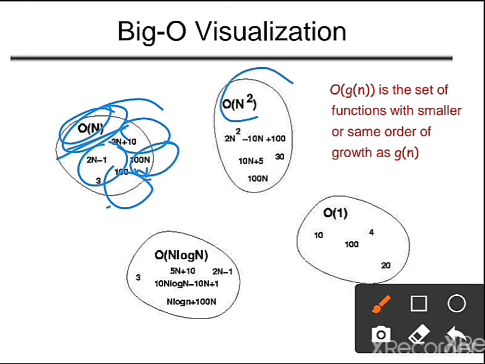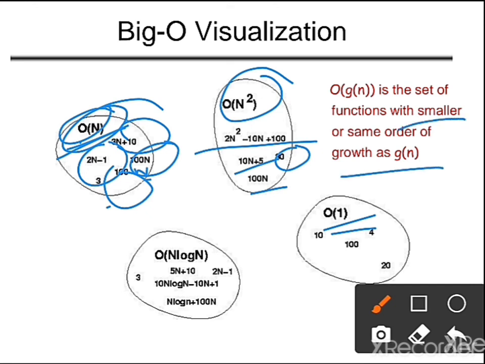Then what all come inside order of n square? 2n square minus 10n plus 100, then 30. 30 is a constant. Then 10n plus 5, that is order of n, so it is also included in order of n square. Then 100n also is in this. So order of g of n is a set of functions with smaller or same order of growth as g of n.